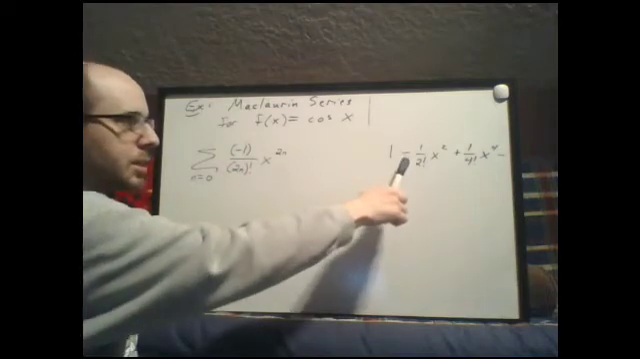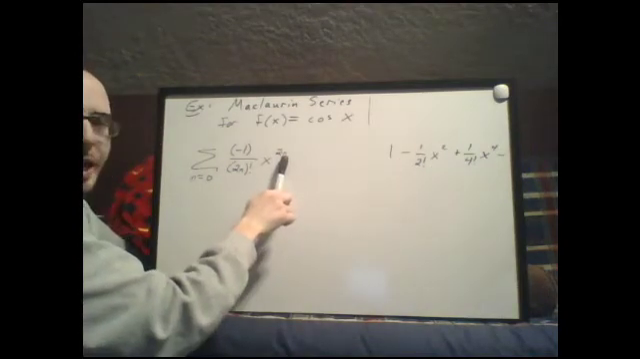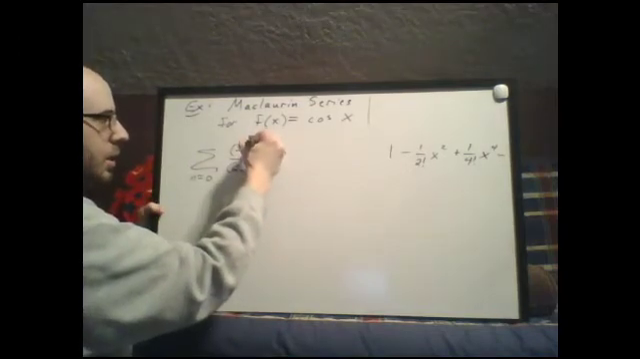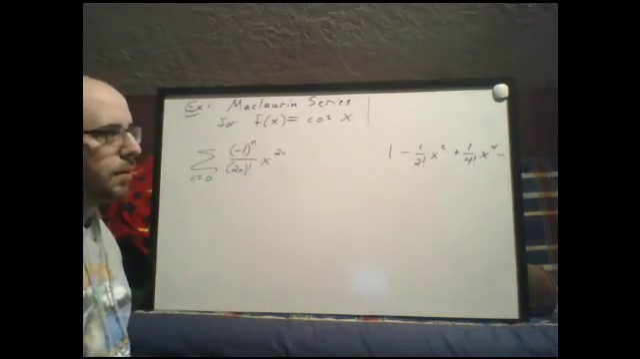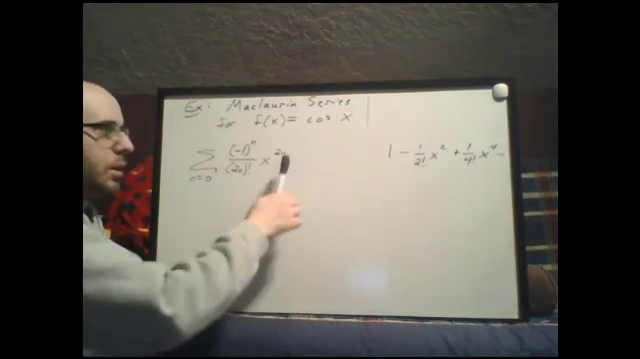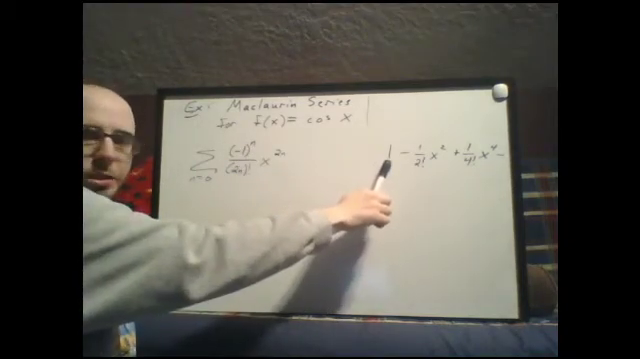I have a minus for 2. So that's when n is 1. So I should have negative 1 to the n. Yes, when n is 0, I'd get negative 1 to the 0, which is positive 1. That gives me this plus 1.